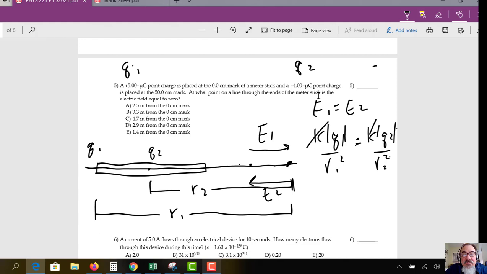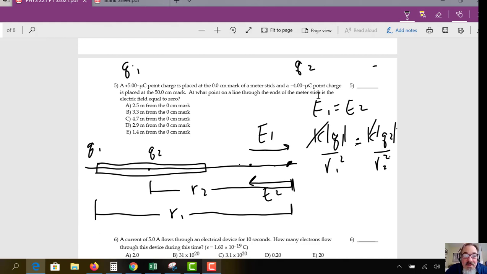Okay, so it looks tricky because we don't know R1, but that's what we're looking for. But we also don't know R2. But we do know that R2 plus a half a meter is equal to R1. So we'll have to use that fact to solve the problem.